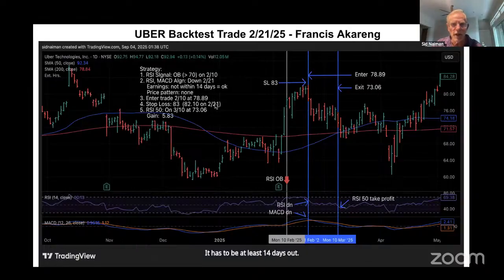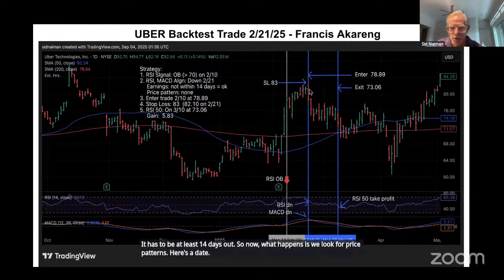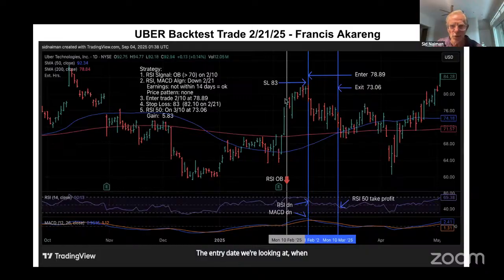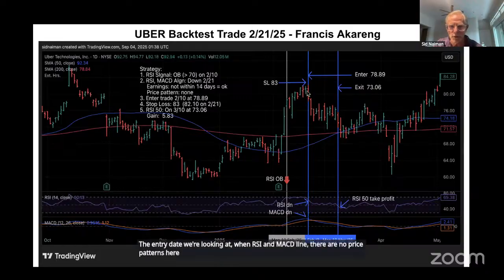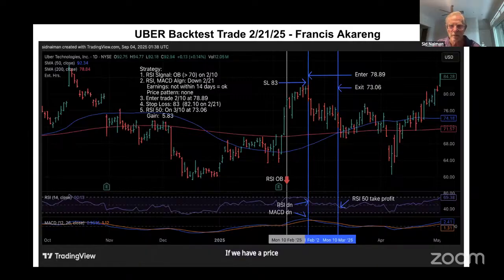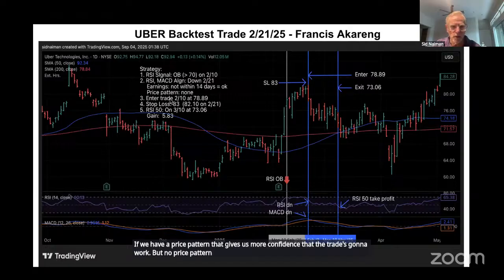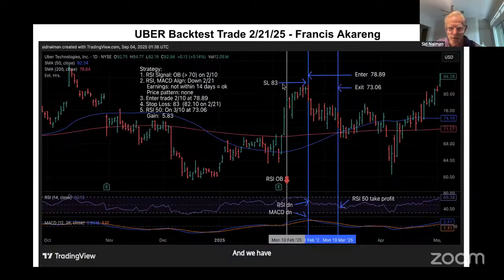Now we look for price patterns. Here's the entry date, when RSI and MACD line up. There are no price patterns here. If we saw a double top or double bottom, we'd point that out. But you don't have to have a price pattern to trade. It's a confirmation. If we have a price pattern, that gives us more confidence that the trade's going to work. But no price pattern, that's fine. We still entered the trade on 2/21 because we have the alignment and we have the signal.